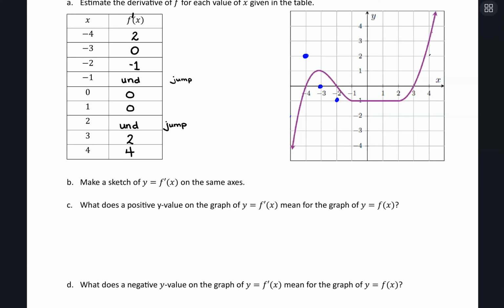And let's see here. At 0, we're at 0. At 1, 0. At 2, we're undefined. I'll come back to that one. 3 is at a +2. And then 4 is at a +4.